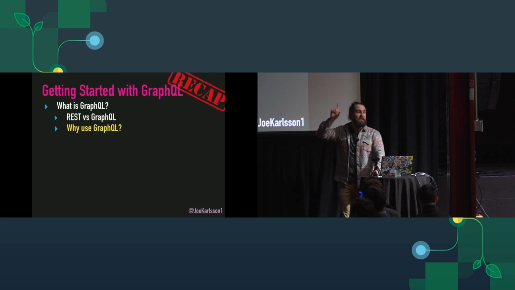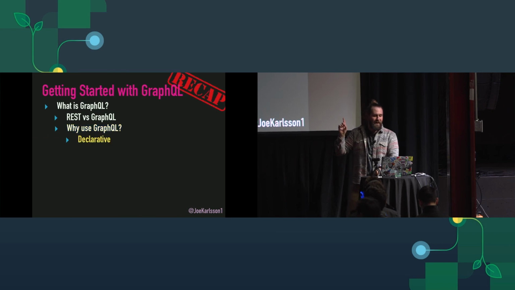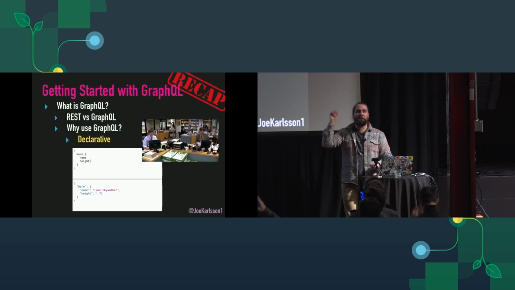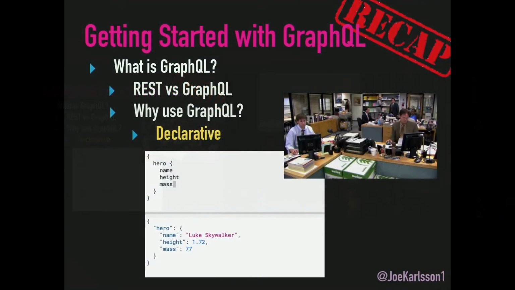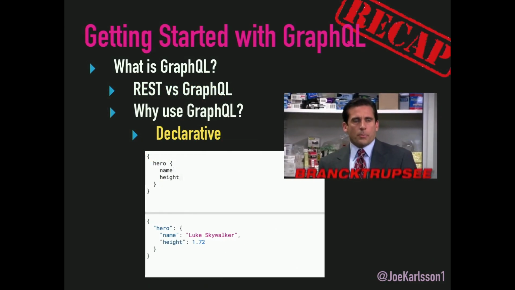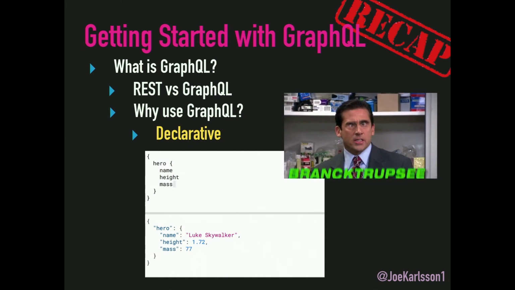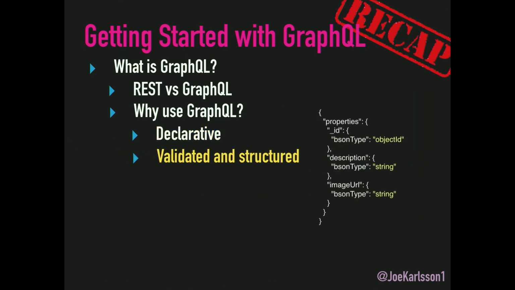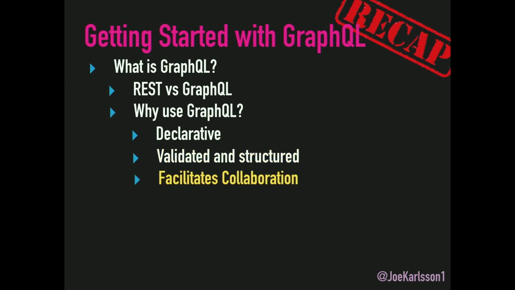And then we talked about why to use GraphQL. So first thing we talked about, declarative. Remember that Michael Scott declaring bankruptcy? You're declaring exactly what you want. I don't care where it comes from. I just care, I want this data, give it to me, right? It's validated and structured using schemas that you generate with Stitch.